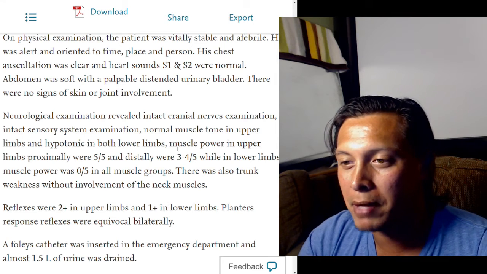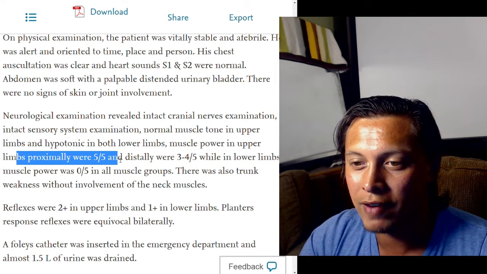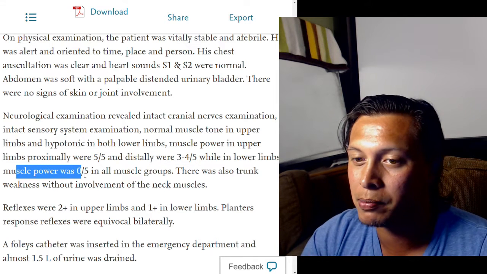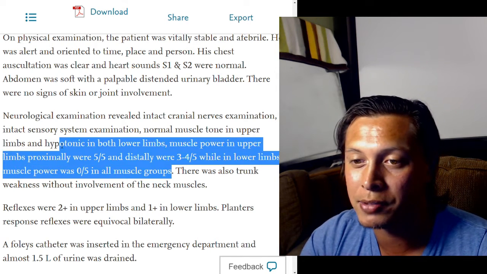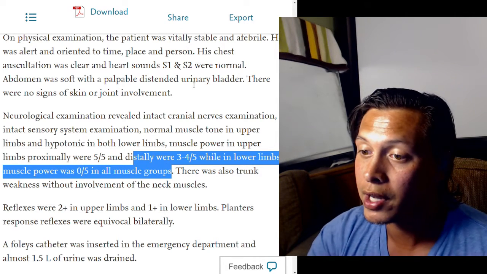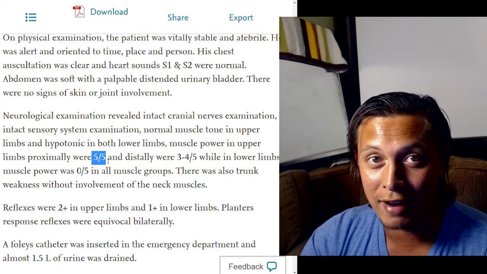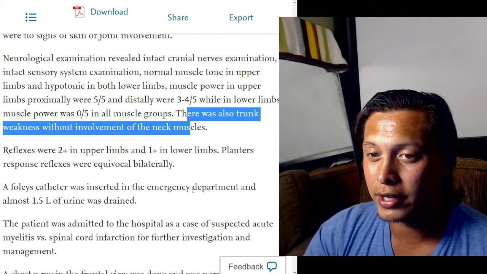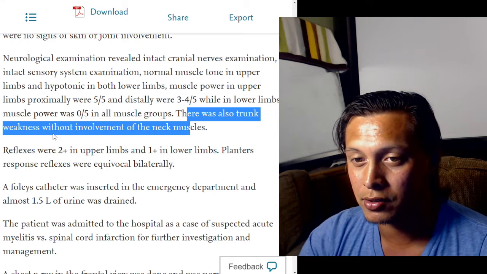And muscle power in the upper limbs were 5 out of 5, and distally were 3 to 4 out of 5, while the lower limb muscle power was 0 out of 5 in all muscle groups. So this must be some scaling system that they use in the medical field that I'm completely ignorant of. But I would assume that 5 out of 5 is good and 0 out of 5 is bad. Anyways, there was also trunk weakness without involvement of the neck muscles.